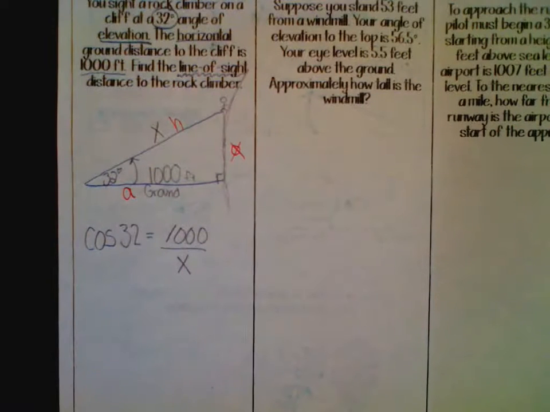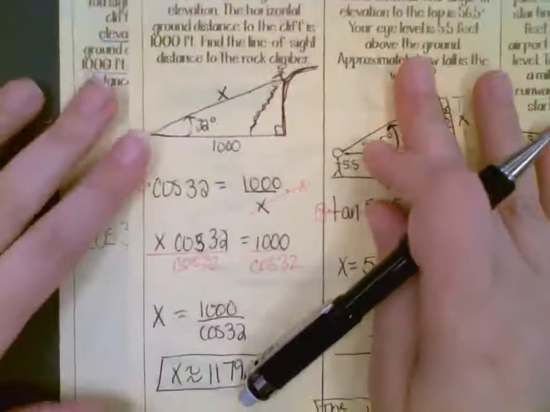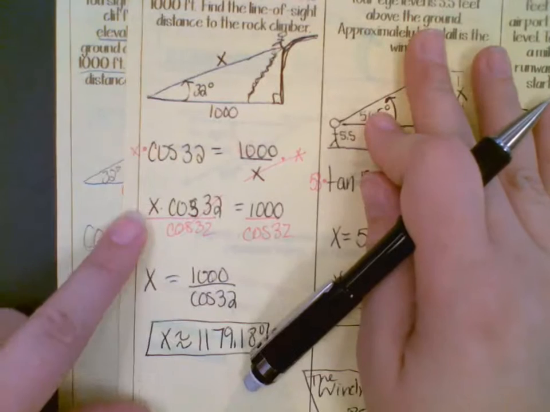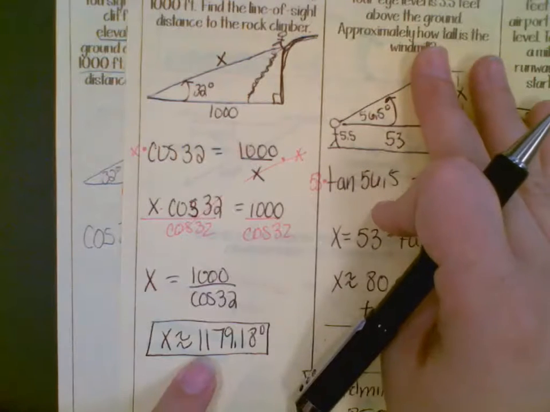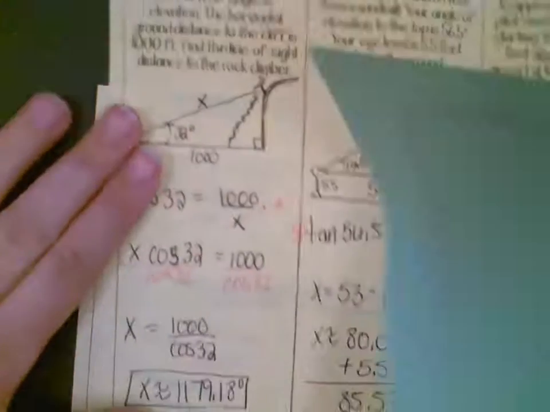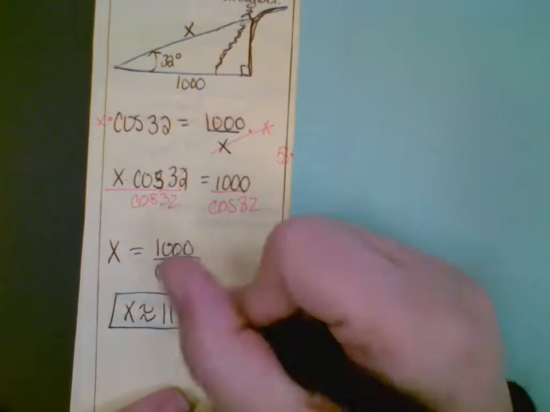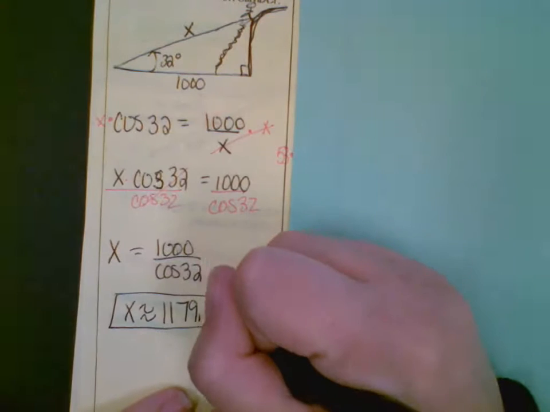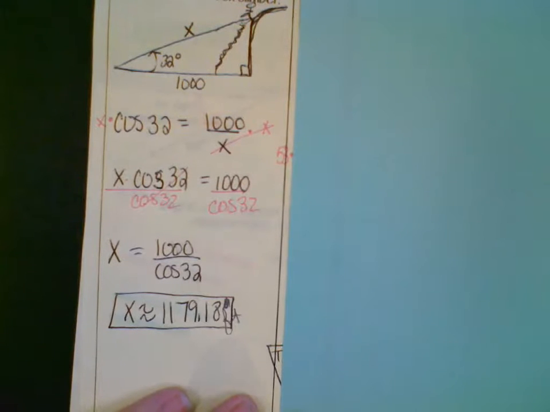Okay, so I hope you paused and solved that problem. This was one of the ones where you first had to multiply by x and then divide by the cosine. So we end up with x equal to 1,179.18 feet.